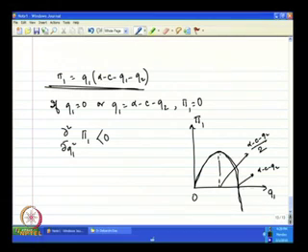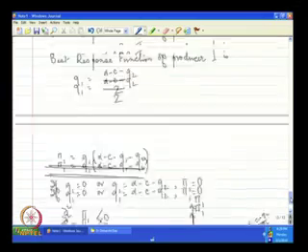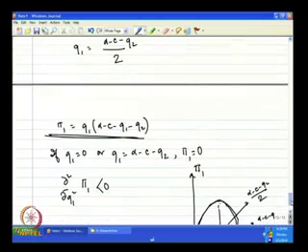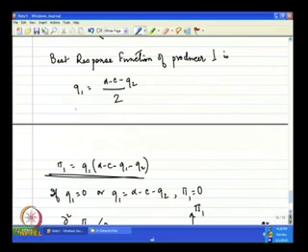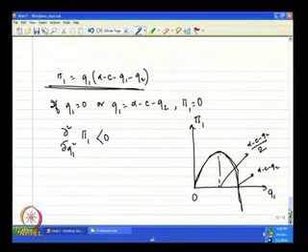But I know that if Q1 exceeds alpha minus C minus Q2, then this profit is negative, and in that case firm 1 will not produce anything. So, this best response function that I found out is true only if alpha minus C minus Q2 is either 0 or positive. If it is negative, then the firm is not producing anything.